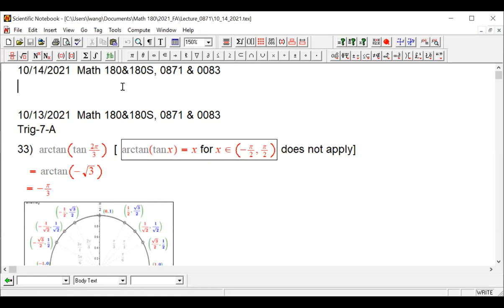Today we can touch on cotangent, which is going to be similar to tangent and arctangent, okay? Because I have some questions in Trig 7A for you to work with, okay? The basic ideas are pretty much similar, and so I'm going to spend just a little bit of time with you on that.